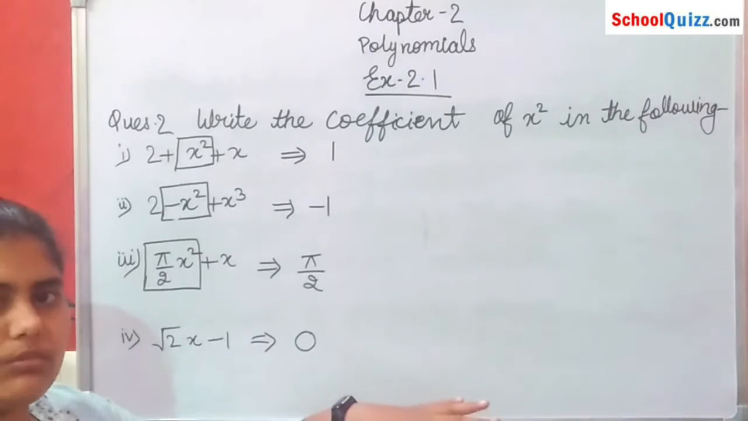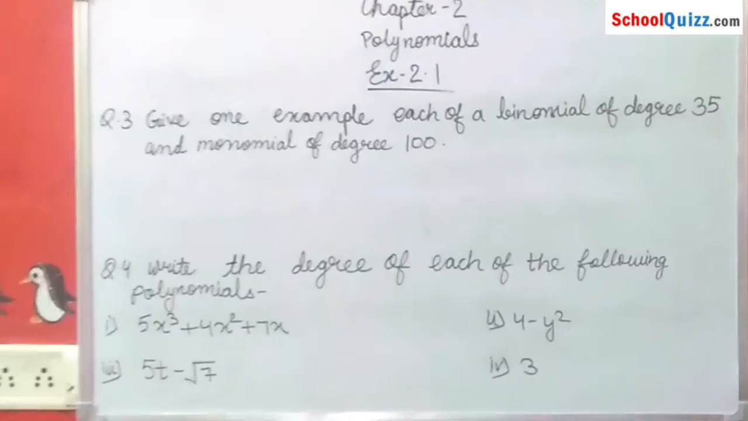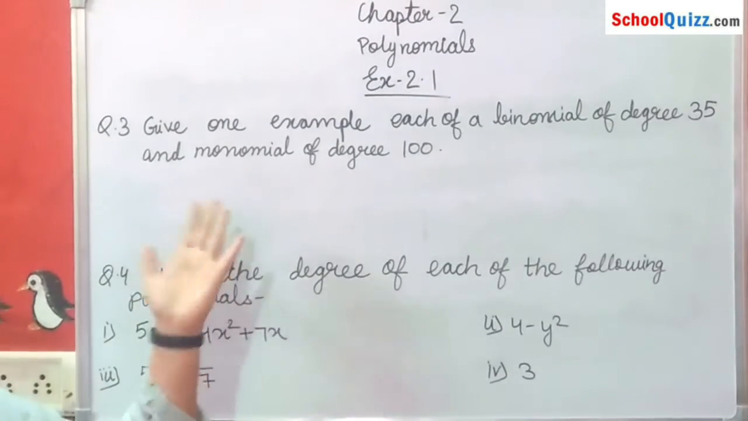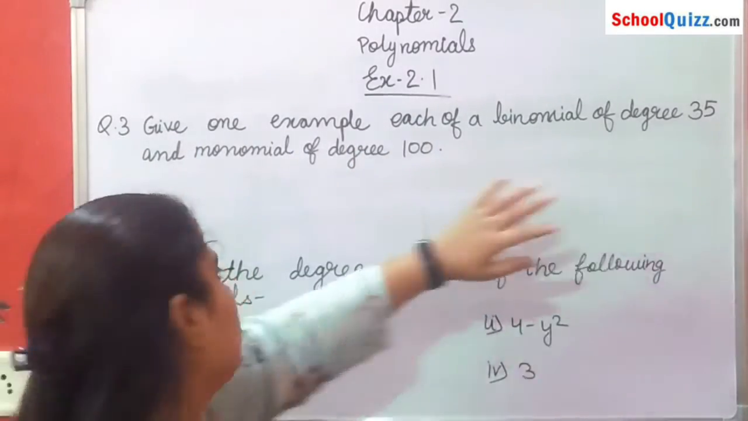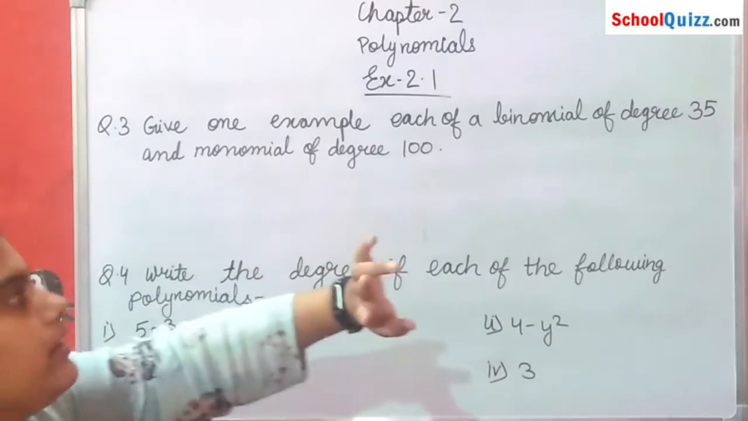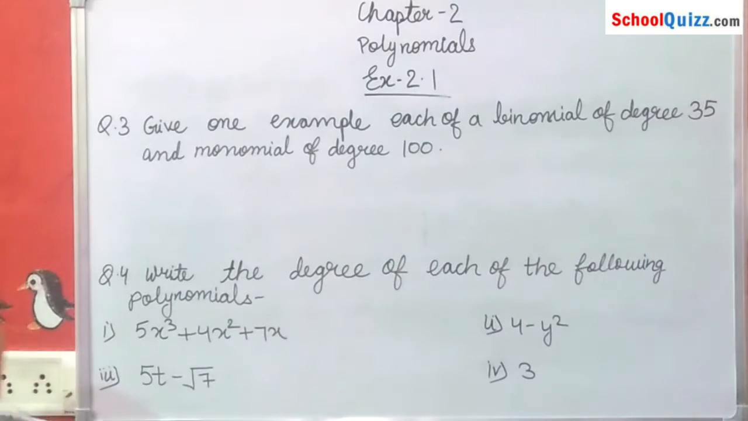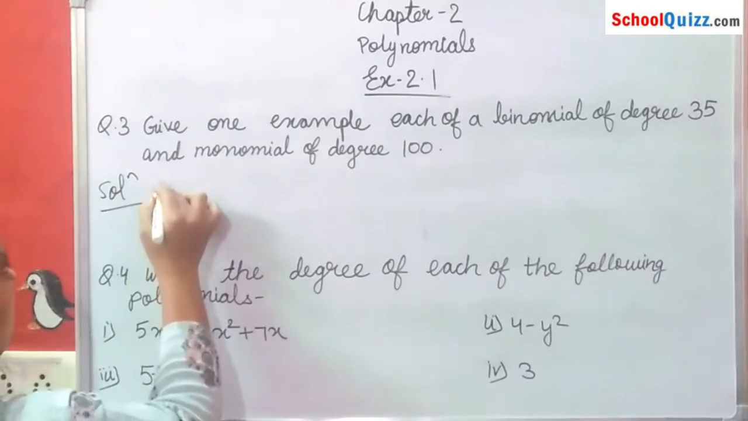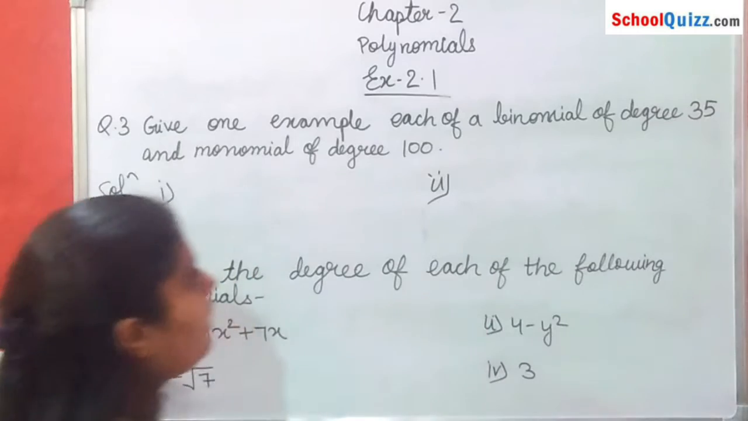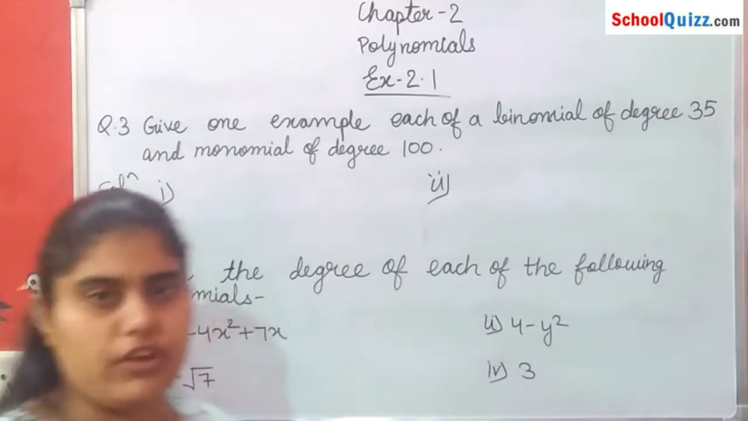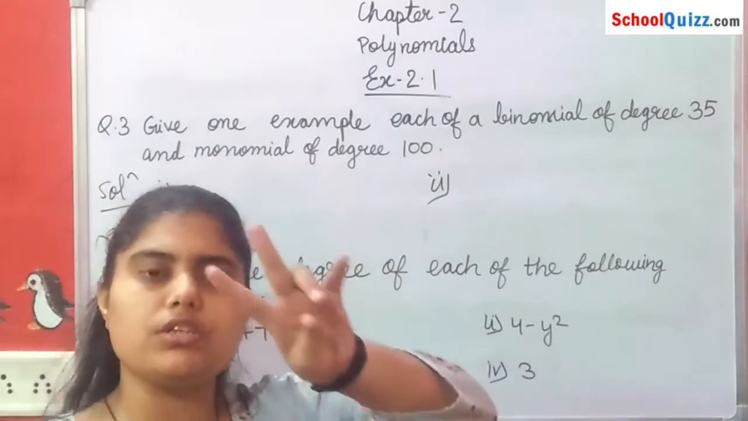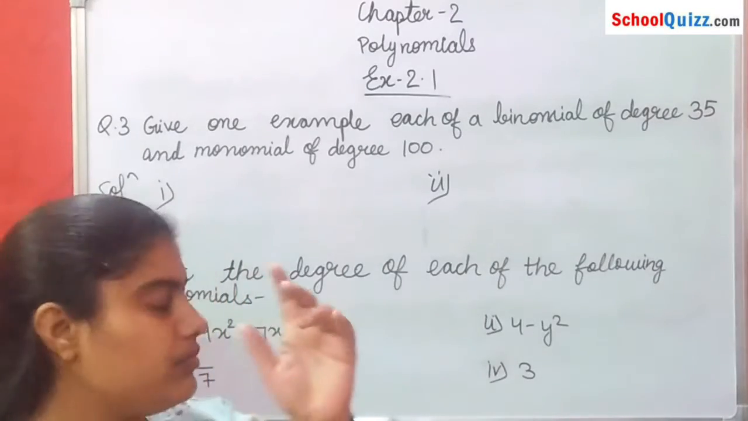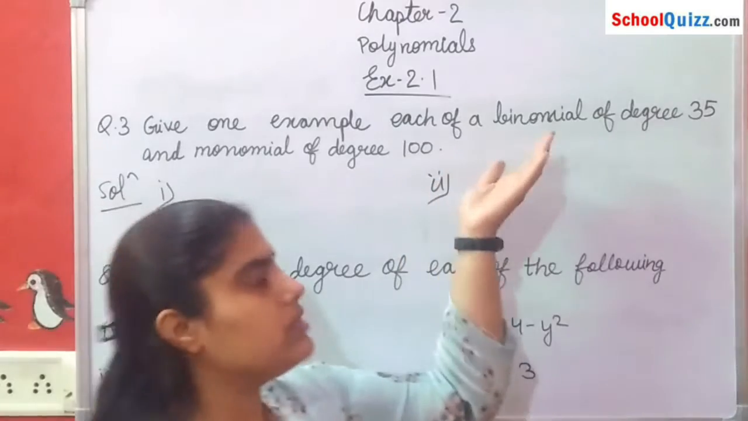Now moving to our question number 3. So question number 3 is, give one example each of a binomial of degree 35 and monomial of degree 100. मतलब हमसे कितने एग्जाम्पल्स पूछे हैं, जनरली 2 टाइप्स के एग्जाम्पल्स पूछे हैं. फर्स्ट में हमसे क्या बोला गया है, बायनॉमियल ऑफ डिग्री 35. बायनॉमियल मींस क्या होता है, what is the meaning of binomial. So in binomial there will be 2 terms in the expression. अगर 2 टर्म्स है किसी भी एक्सप्रेशन में, that type of expression is a binomial.